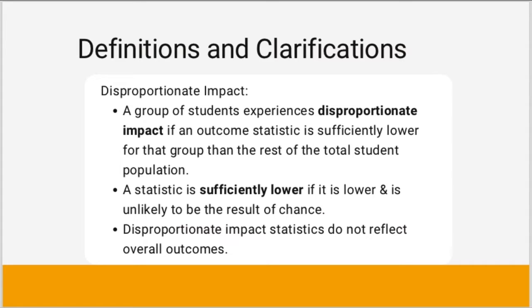Finally, disproportionate impact statistics don't reflect overall outcomes. So let's say the outcome statistic is pretty much the same for all the groups of students. Then there's no disproportionate impact. But notice I just said they're the same. I didn't say they're all good, right? For example, if the retention rate for every group of students was around 10%, then there's no disproportionate impact because everybody's dropping out at the same rates. Now, that's not a good thing, but at least it's not that one group is doing significantly worse than everyone else.